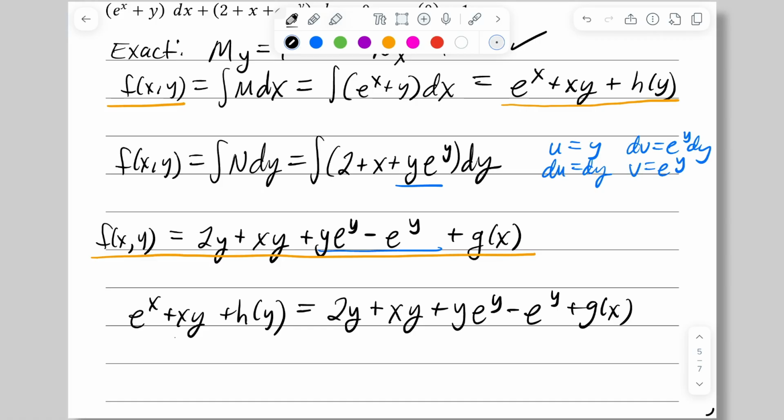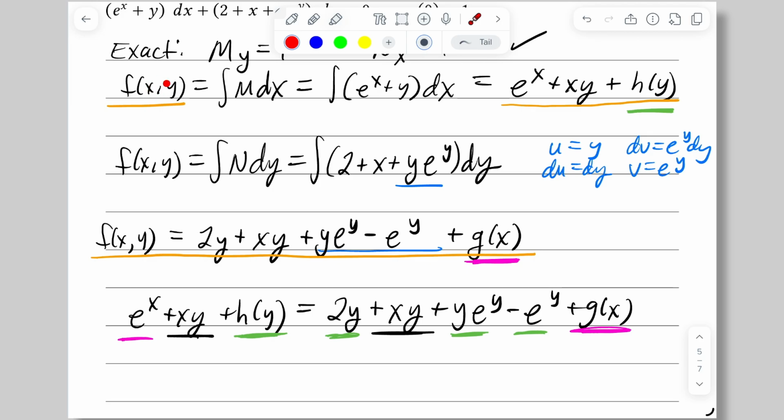Now I'm going to do some color coding. We have xy on both sides. On the right-hand side, the terms that have only y in them are 2y plus y e to the y minus e to the y. So that must be h of y that we didn't find when we integrated with respect to x, right? That's our constant function with respect to x. Then on the left-hand side, the term that has only x is e to the x. So that must be the g of x that we didn't get when we integrated with respect to y.